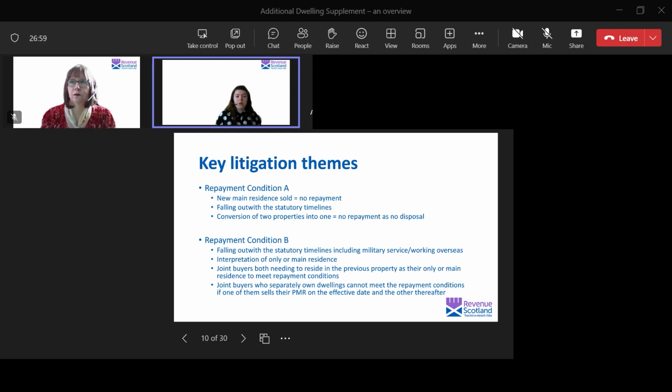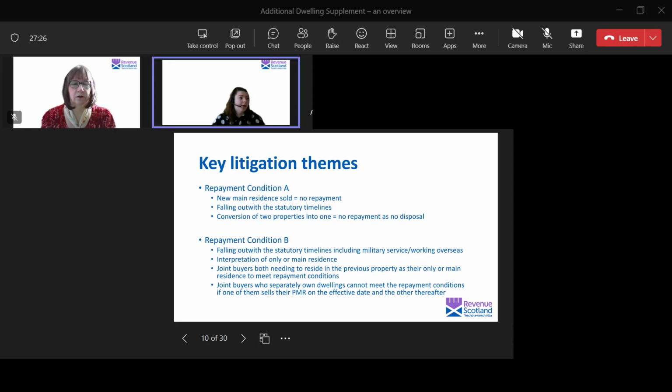We also see issues arising around only or main and the interpretation of that. Our guidance has recently been updated around this, which hopefully provides further support of Revenue Scotland's views in terms of what we would look at and the evidence that we would require to support the fact that you have resided in that property as your only or main residence. But this does come up time and time again.